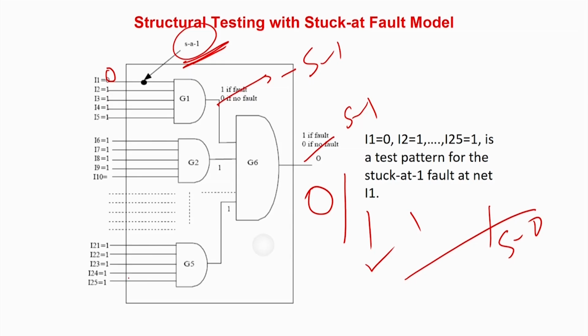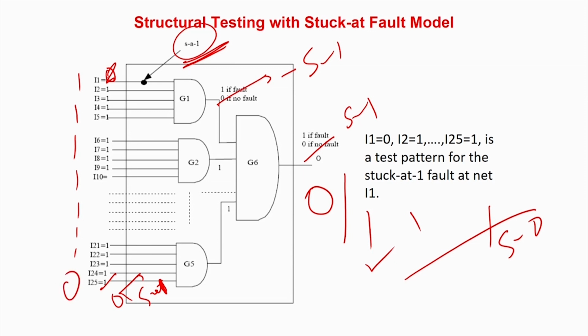Again, if I assume that this line is having a stuck-at 0, this line is having a stuck-at 0, then what I have to do? I have to apply 1, 1, 1, 1, 1, 1. Sorry, I am saying about stuck-at 1. So if I assume that another line is stuck-at 1, you have to apply all ones in all the inputs excepting for this line, and the same philosophy will follow.